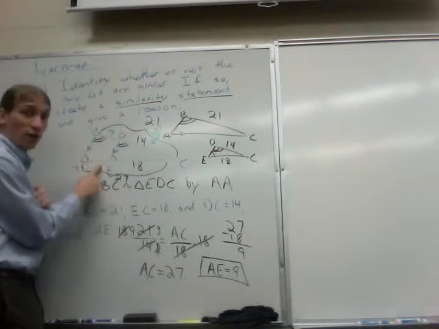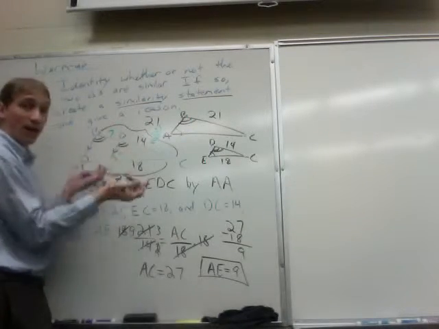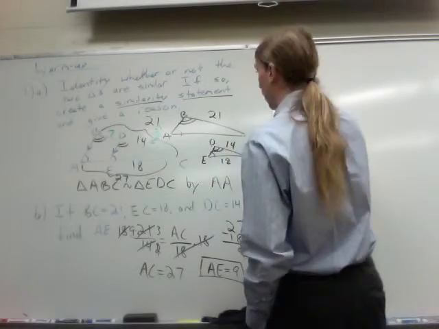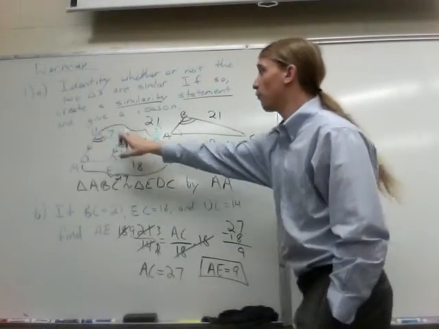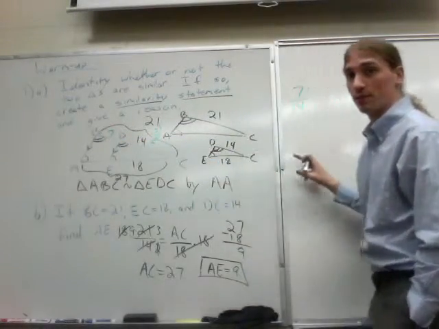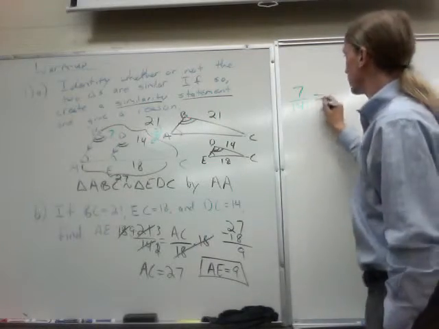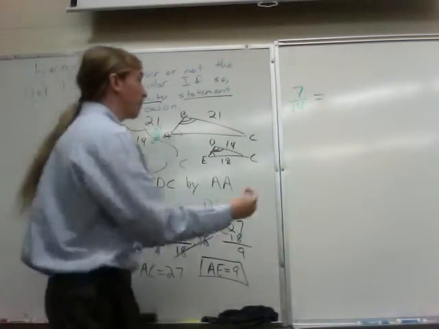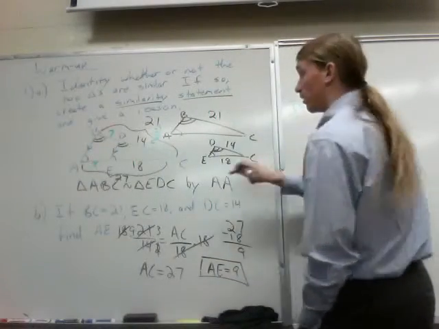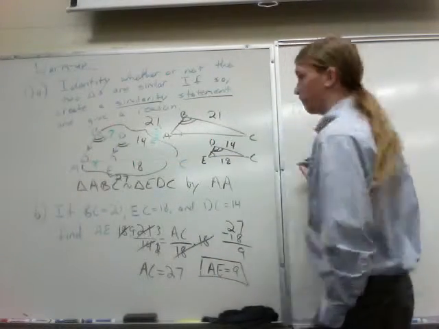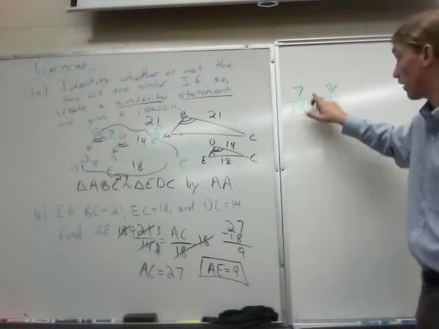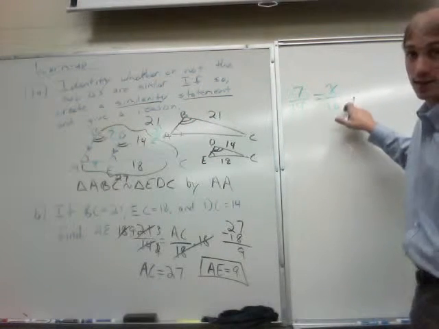So if I wanted to solve for AE at this point, what I could actually do is create a ratio that said 7 is to 14. I compare 7 to 14. And that should be the same as if I call AE, let's call that X, X to 18. Okay? So I want to put some words to these numbers over here. I've got a 7, 14, X, and 18.